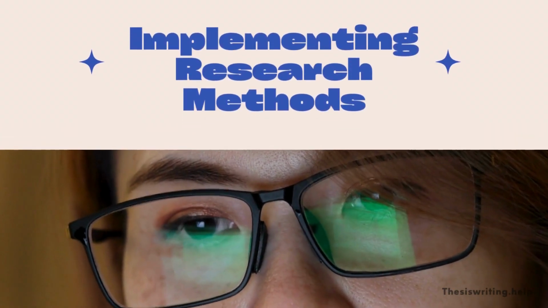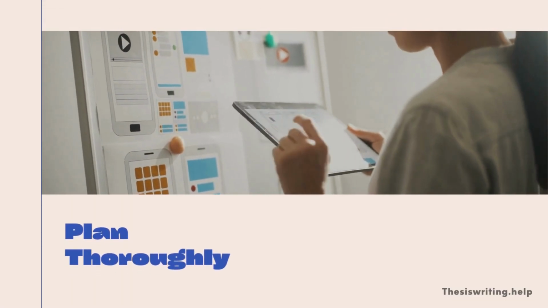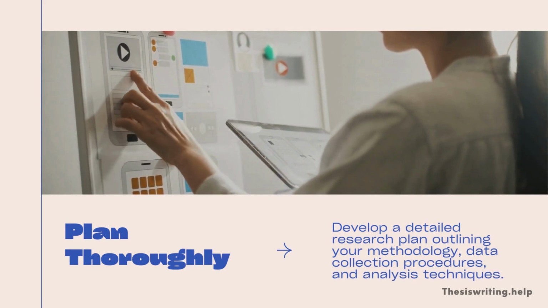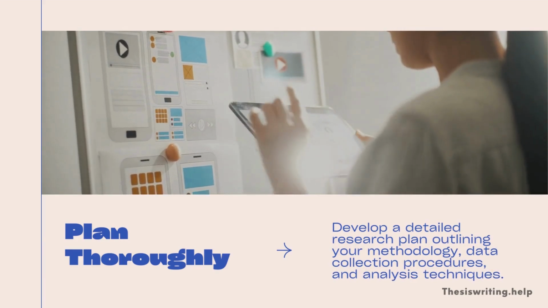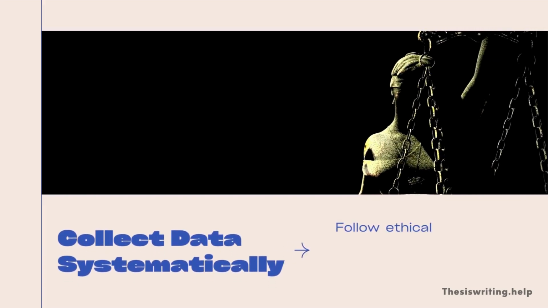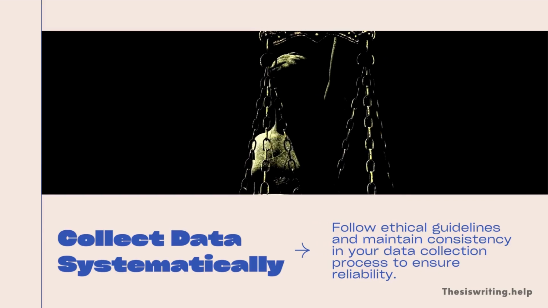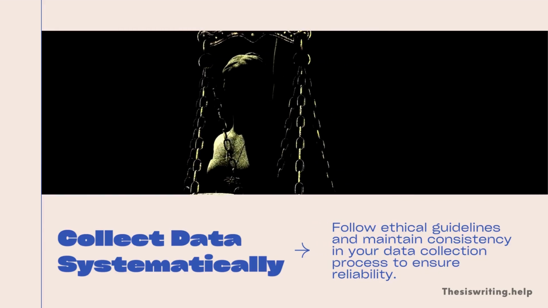Implementing research methods. Once you have selected your methods, follow these steps to implement them effectively. Number 1, plan thoroughly. Develop a detailed research plan outlining your methodology, data collection procedures, and analysis techniques. Number 2, collect data systematically. Follow ethical guidelines and maintain consistency in your data collection process to ensure reliability.